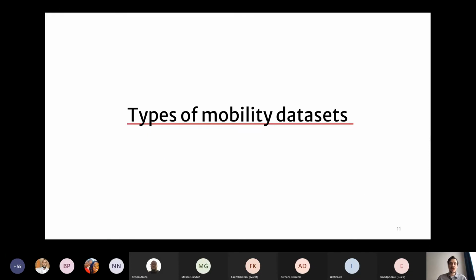So I want to briefly go through some types of mobility data sets, which account for almost 99% of all data that is used in practice. This is a bit more technical, but I think it's good to know how exactly mobility is measured. How does it work in reality? Because that helps you to understand the limitations of this data, but also the possibilities.